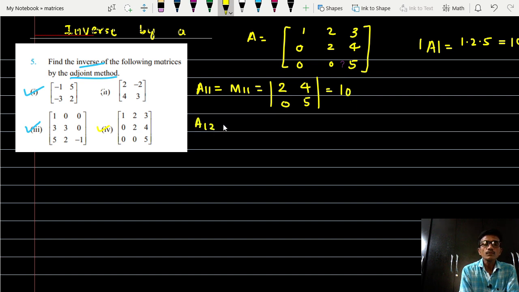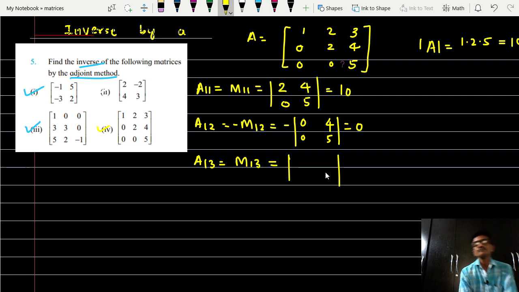A12 is equal to minus of M12, which is minus of the value of the determinant. Delete the first row and second column: 0 0 and 4 5. It comes out to be 0. A13 is equal to M13, that is the value of the determinant obtained by deleting the first row and third column: 0 0 and 2 0. So the value comes out to be 0 here.